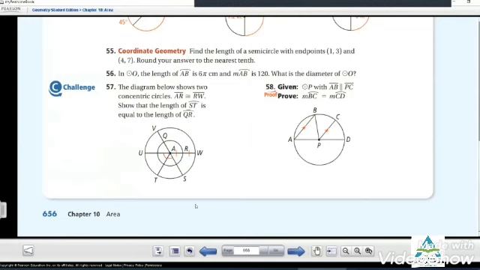Firstly, go to page 656. Okay. Number 58. Can you see it? Given circle P, can you see circle P? I have two parallel lines, AB and PC. Prove that measure of arc BC equals measure of arc CD. How can you solve it?